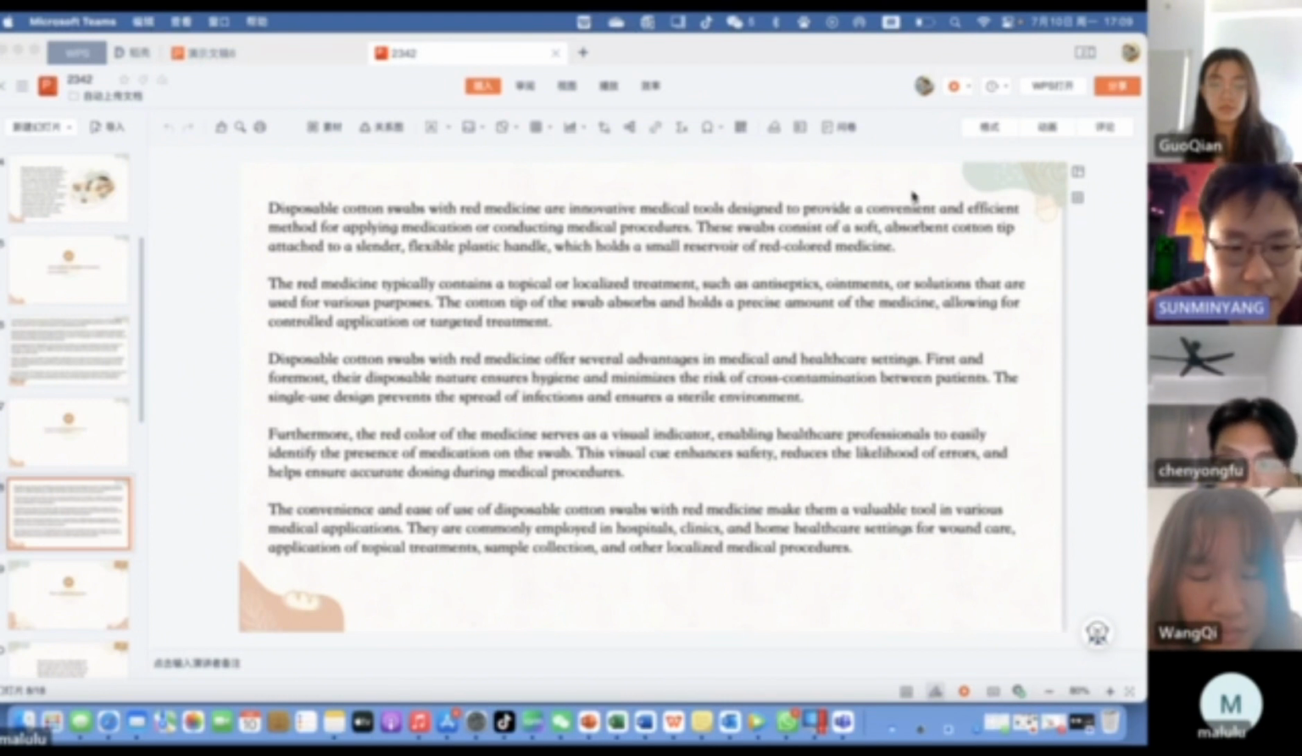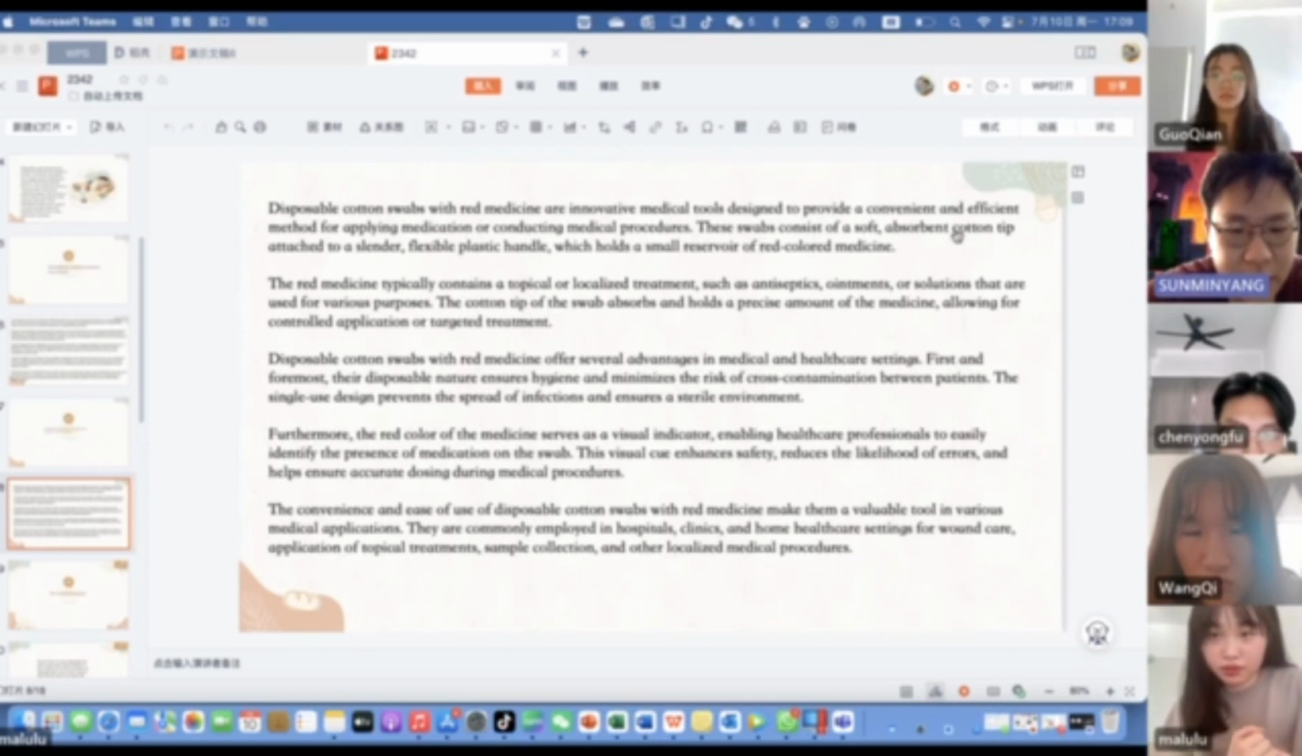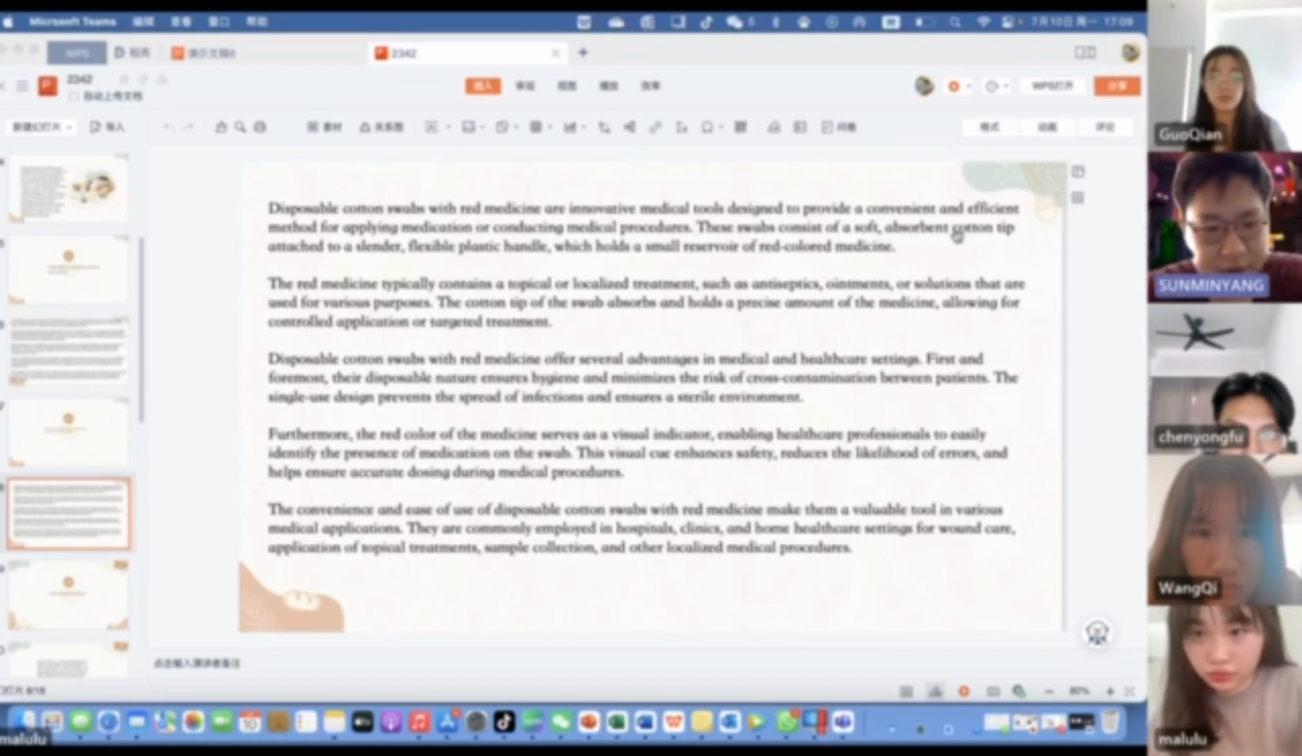The convenience and ease of use of disposable cotton swabs with red medicine make them valuable tools in various medical applications. They are commonly employed in hospitals, clinics, and home healthcare settings for wound care, application of topical treatments, sample collection, and other localized medical procedures. That's my part.